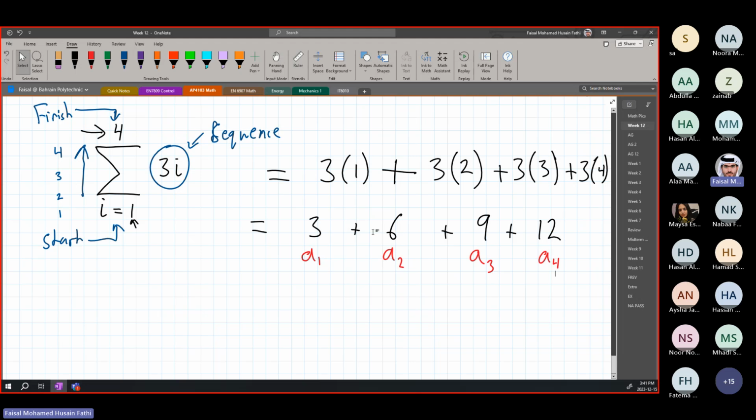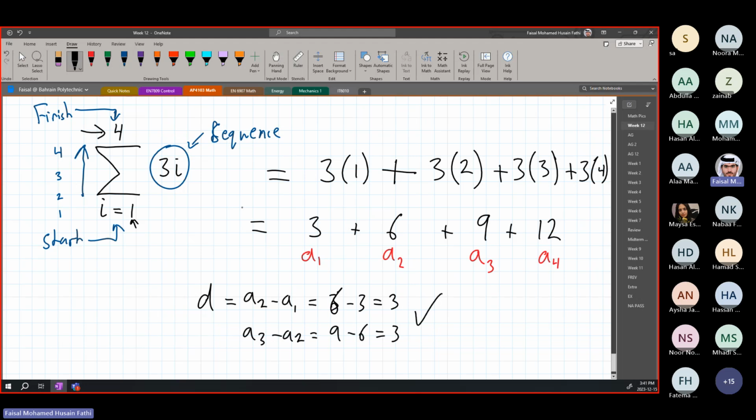In this case, if you check what is the rule for a sequence to be an arithmetic sequence, we find the common difference. So A2 minus A1 is equal to 6 minus 3, which is 3. And then we do A3 minus A2, which is equal to 9 minus 6, which is equal to 3. So this is an arithmetic sequence. Okay?